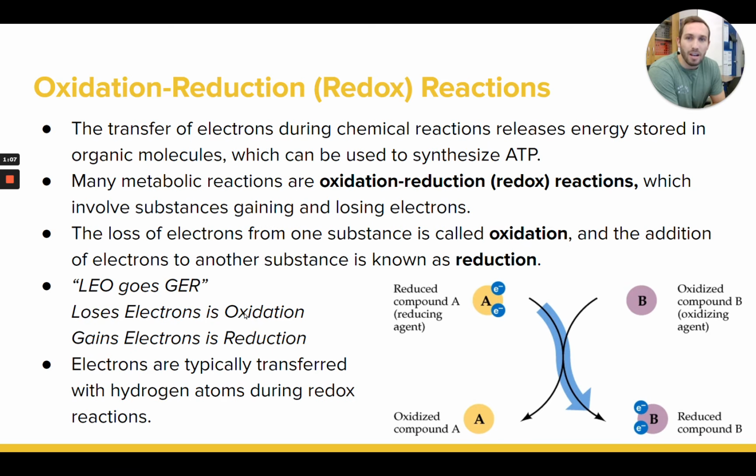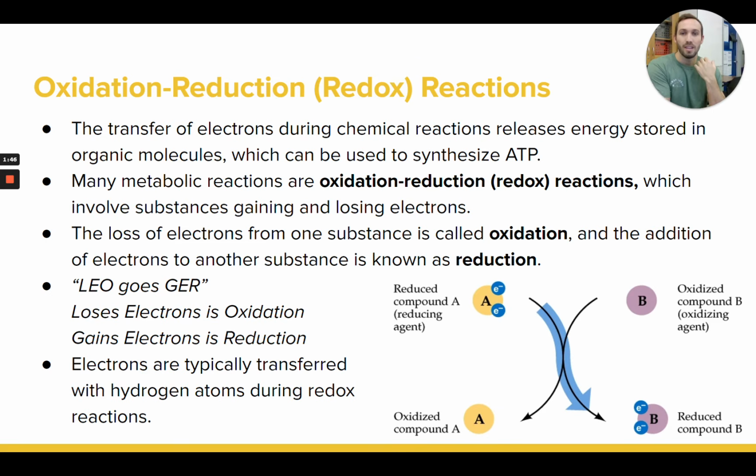So in an oxidation-reduction reaction, which a lot of times we just call a redox reaction for short, there is going to be a movement of electrons from someone to someone else. In a redox reaction, someone's going to have some electrons, and then ultimately we're going to see those electrons moving from one molecule and ending up with a different molecule. So someone's going to be losing electrons, and a different molecule is going to be gaining electrons.